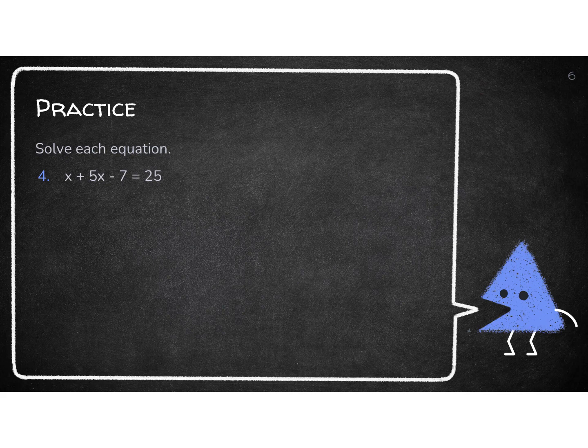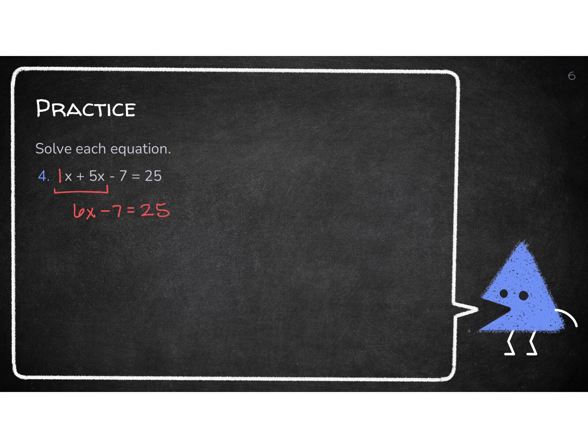Here's number 4. In this situation, there's no parentheses. But I do have multiple x's. I have a 1x and a 5x. And notice these are on the same side. So I only do the opposite operation when they're on opposite sides of the equal sign. Since they're on the same side, I am just going to combine them together. So I'm going to end up with 6x minus 7 equals 25.